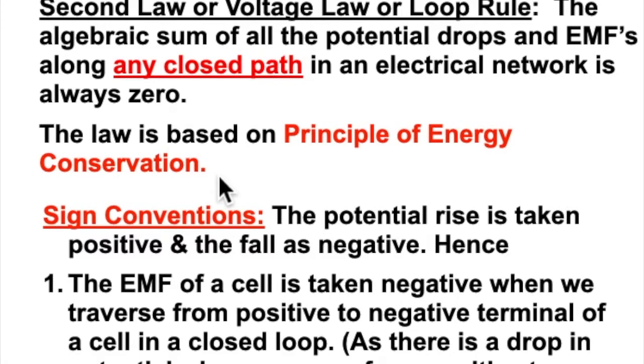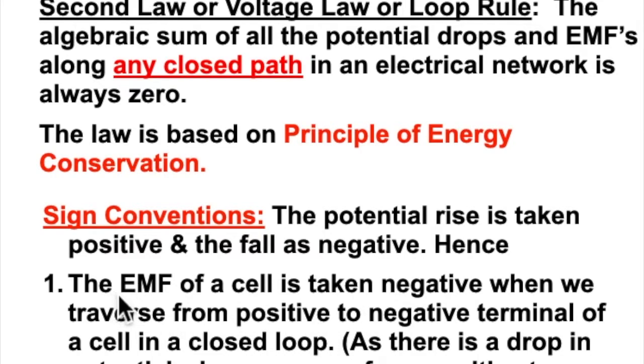For this law, again we have a number of sign conventions. The rise in potential is taken as positive and fall of potential is taken as negative. What does it imply? We divide the loop into a number of parts where we take the potential difference or EMFs across the resistances and cells, as the case may be, and add up various potential differences and EMFs encountered in the loop. The total algebraic sum will come out to be 0.